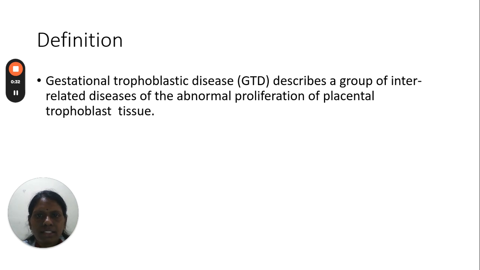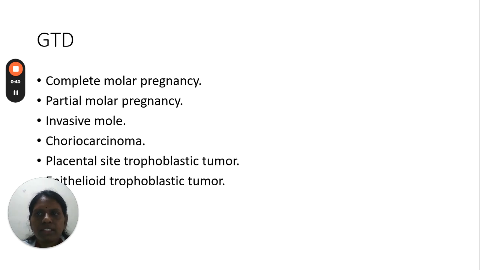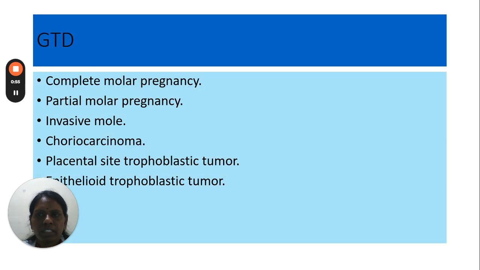Gestational trophoblastic diseases are defined as a group of interrelated diseases of abnormal proliferation of placental trophoblastic tissue. GTDs are classified into complete molar pregnancy, partial molar pregnancy, invasive mole, choriocarcinoma, placental site trophoblastic tumor, and epithelioid trophoblastic tumor.